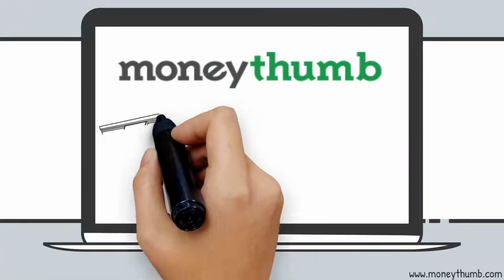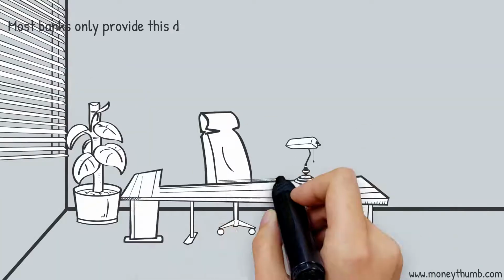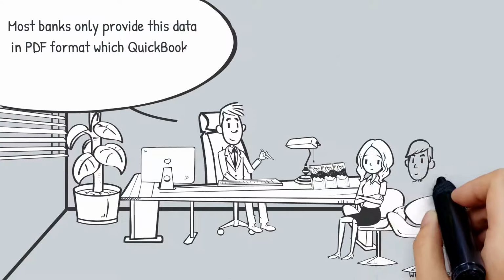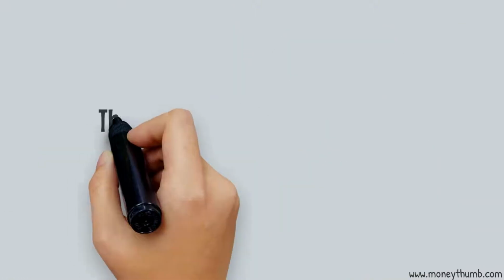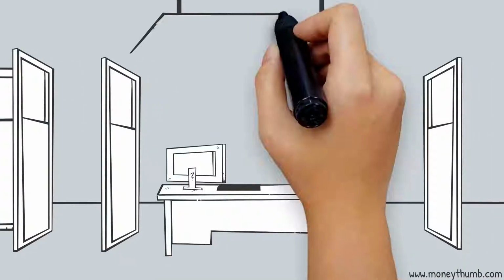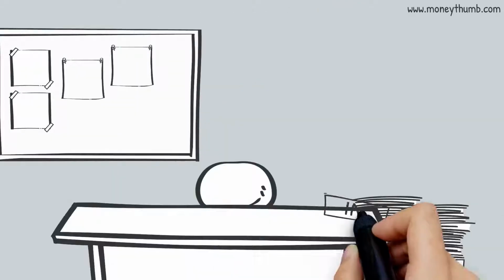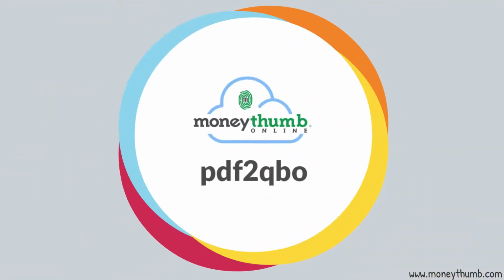MoneyThumb's QuickBooks converters get historical transaction data from your bank into QuickBooks. Most banks only provide this data in PDF format, which QuickBooks does not import. That's where our software comes in handy, to simplify your work. So instead of having to manually enter transactional data, which leads to a tremendous amount of wasted time and potential errors, simply use MoneyThumb's PDF to QBO QuickBooks converter.